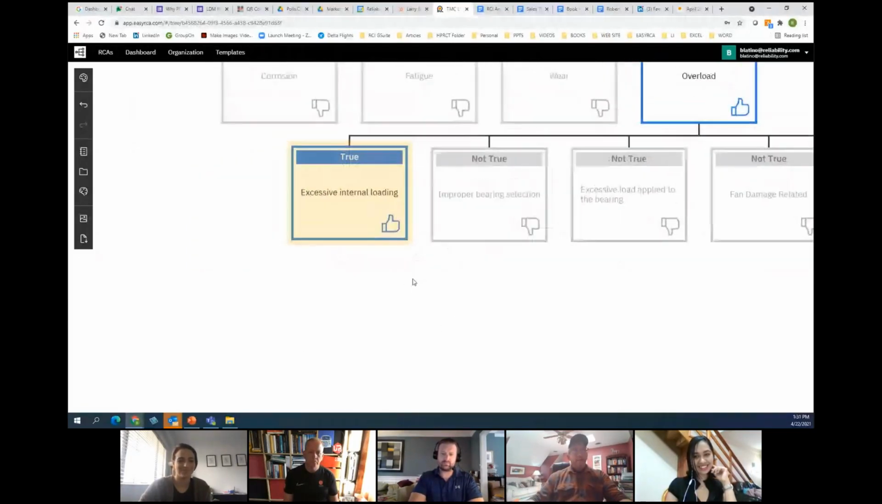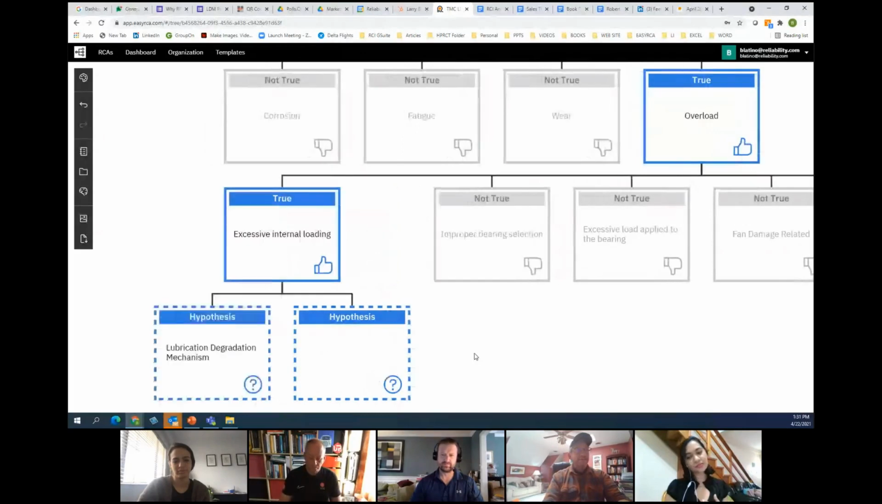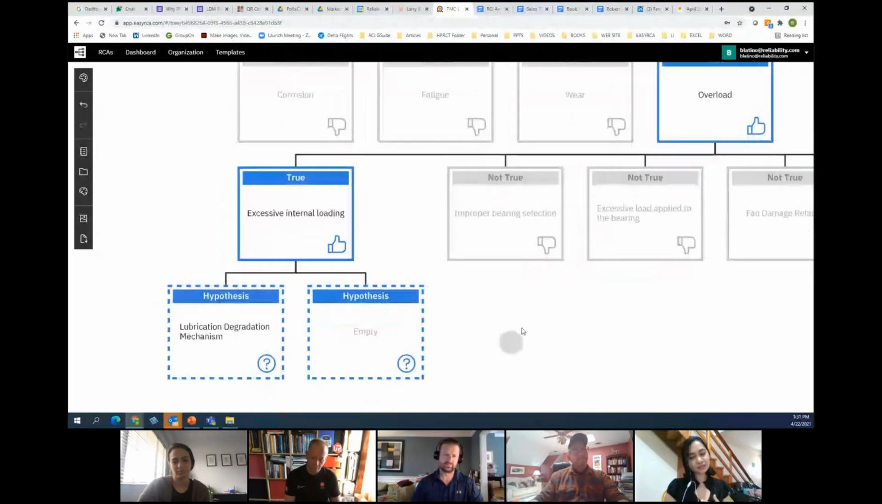Okay, so now excessive internal loading, that's the one we're running with because we're in an example. How can I have excessive internal loading? Let's go to lubrication degradation mechanism. I'm aiming for that one. So let's try that one. We know we hit Sonia's sweet spot now. Oh yeah, definitely. Any other way that I can have excessive internal loading?